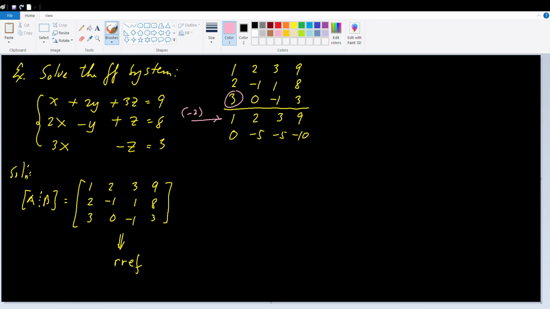How about this one? To make it a 0, we multiply this by negative 3. So multiply the first row by negative 3. Negative 3 times 1 is negative 3 plus 3 is 0. Negative 3 times 2 is negative 6, and 0 is negative 6. Negative 3 times 3 is negative 9, and negative 1 is negative 10. Negative 3 times 9 is negative 27, and 3 is negative 24.